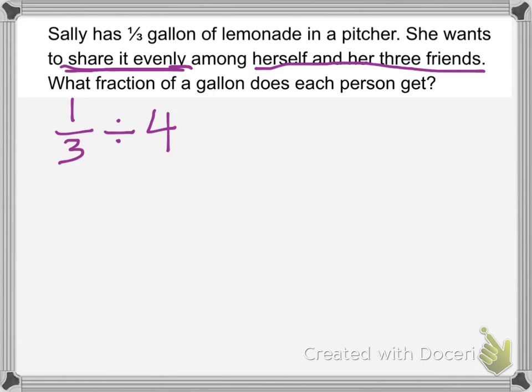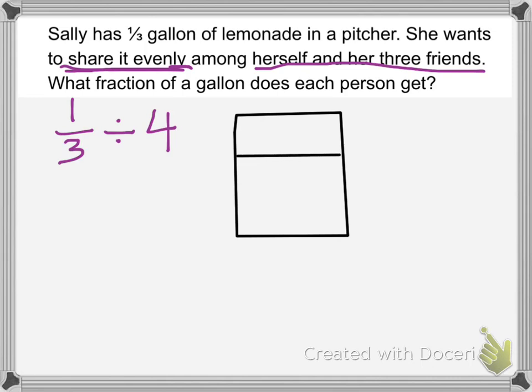And when I'm starting with a fraction, it's always great and helpful to draw and visualize this fraction. So I'm going to draw just a simple square or rectangle. It doesn't matter if your problem is talking about pizzas or pies or anything, you can always just draw a rectangle to still visualize that fraction because it makes it easier to draw the lines and split it up to me. So I have 1/3 of a gallon of lemonade, so I'm going to split my rectangle into thirds.